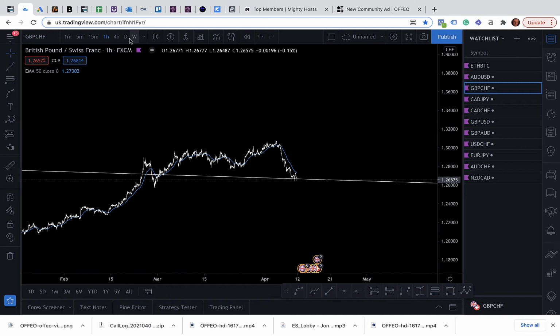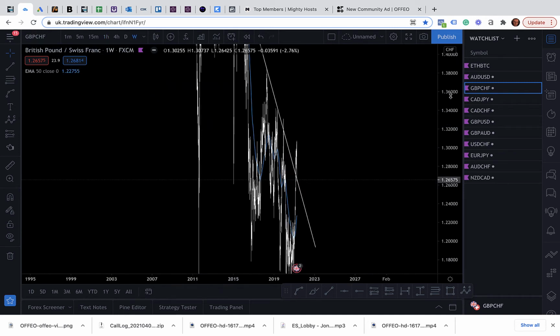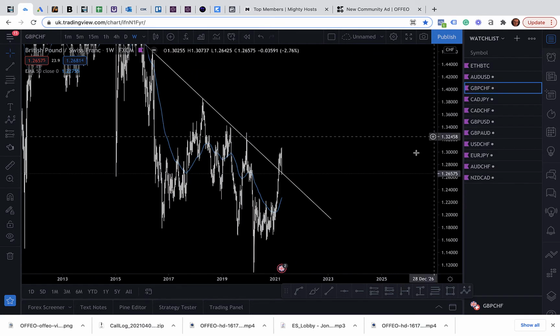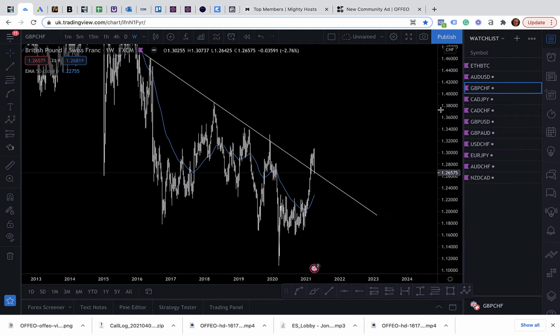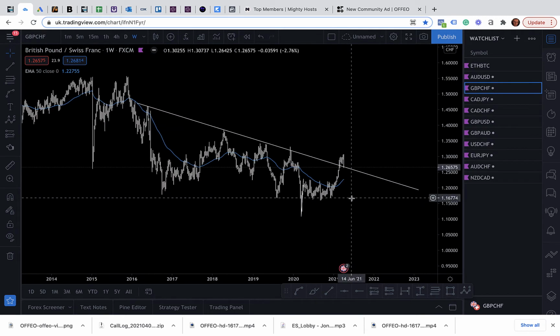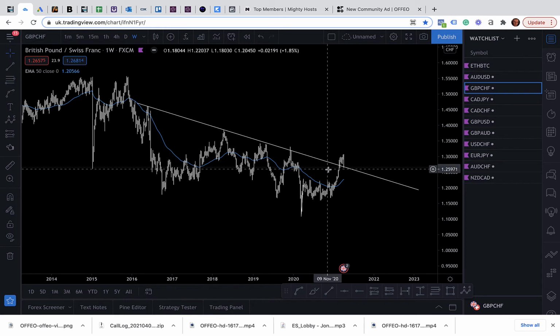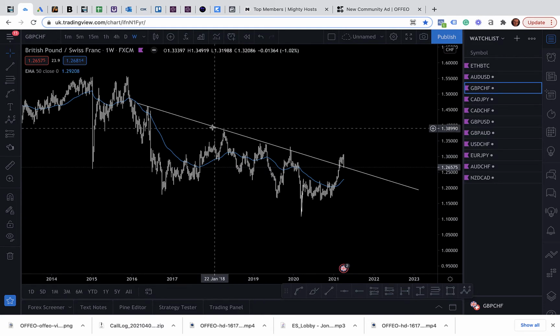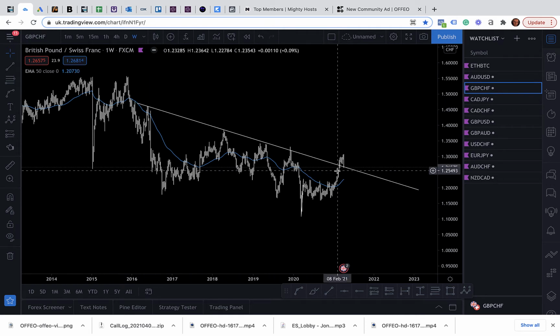GBP CHF. Again, if we go up to the weekly, you can see that this is approaching a trend line that we've just recently broken, and we all know if a trend line has been broken and it comes back down towards it, it could be acting as a retest to signal that the breakout has been respected, it's held well, and now potentially we could see a bounce off this trend line. Because once a trend line is broken, it doesn't mean that it's no use, because this has been acting as resistance for a long time. Now it could potentially act as support.